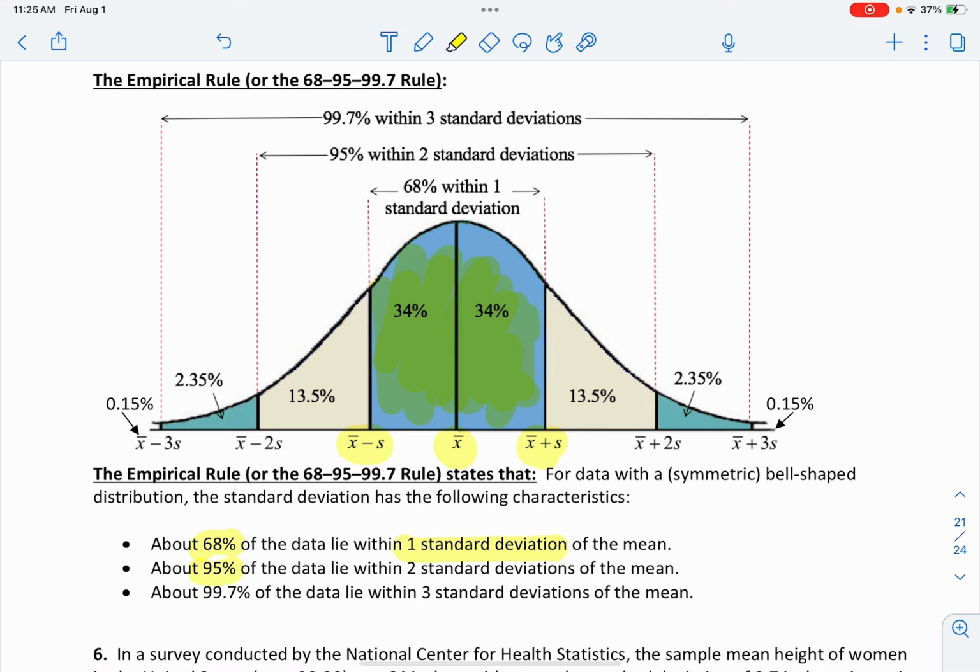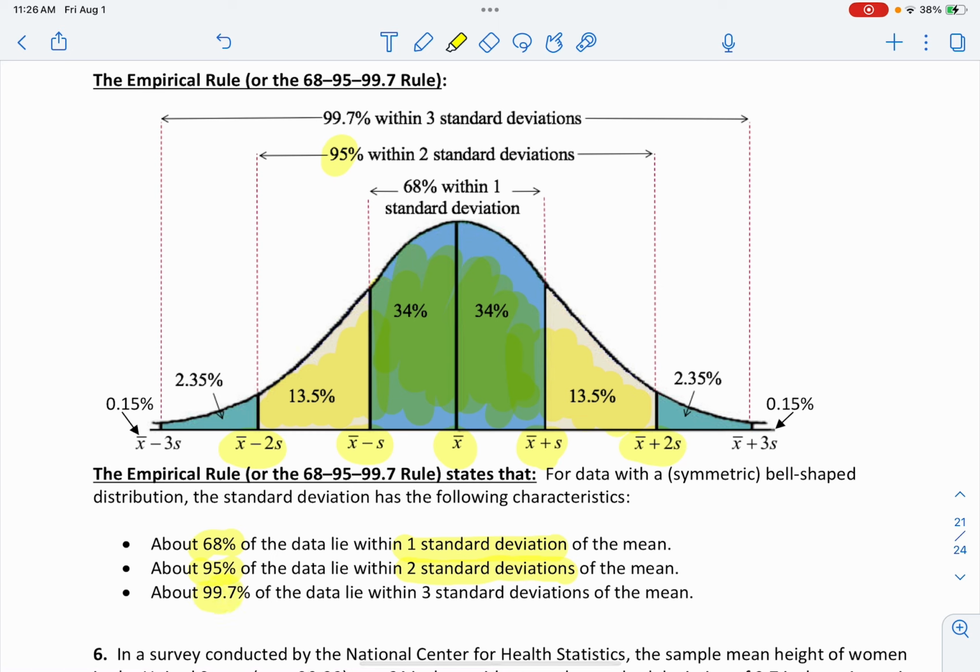The second rule is the 95% rule. That's 2 standard deviations. So that goes to the next line here and there. That total distance is 95%, and breaking it down into the segments, 34, 34, 13.5, 13.5, all of that would add up to 95%. If you add 2 standard deviations, you get that line. Subtract 2 standard deviations, you get that line.